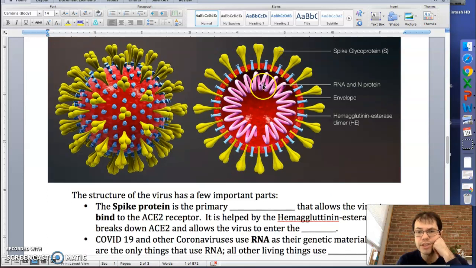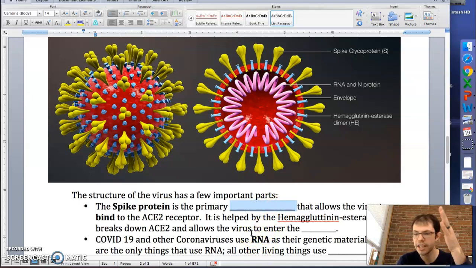Its main components are these antigens on the outside, which you're already familiar with. But what are those? Well, you've got the spike protein, which is the main antigen that allows the virus to bind to the ACE2 receptor. It's like the wedge that gets its foot in the door of this normally benign receptor that just regulates metabolism.